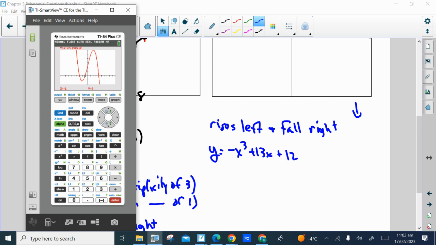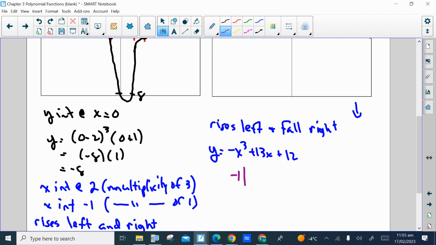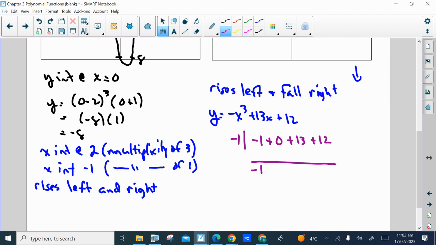Negative 1 is an x-intercept, so x plus 1 is a factor. We would change it to x minus 1 so we can add as we go, and that's being divided into negative 1x cubed plus 0x squared. Right? There's no x squared, so we have to put a 0 there, plus 13x plus 12. That first term always comes down, and then we multiply and add. Negative 1 times negative 1 is positive 1, and we add. 1 times negative 1 is negative 1, and we add. Negative 1 times 12 is negative 12.